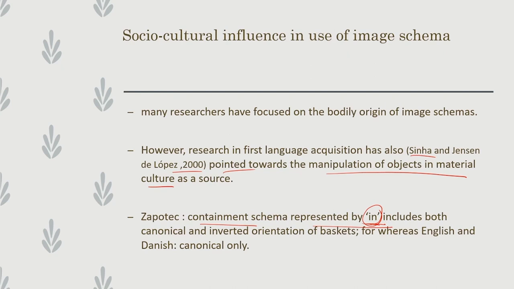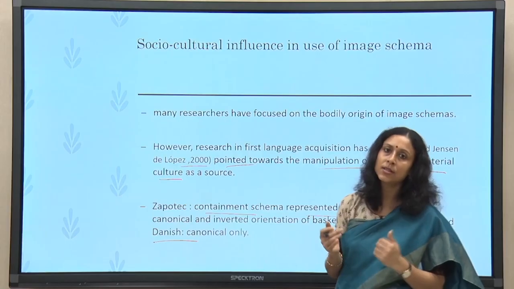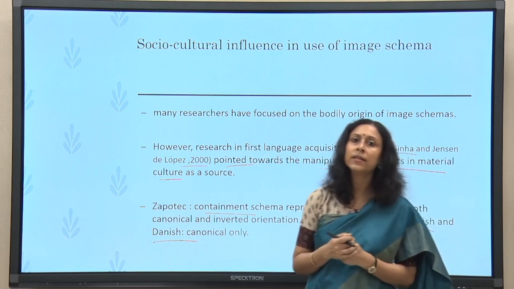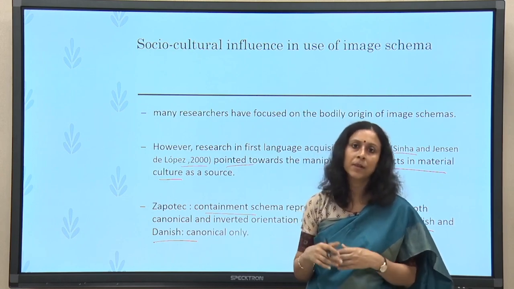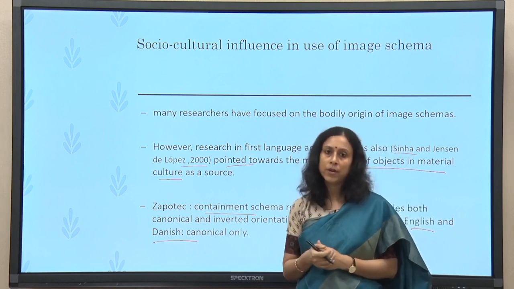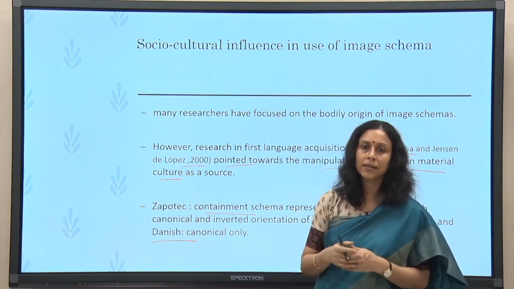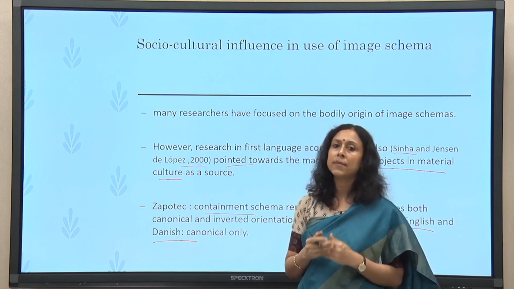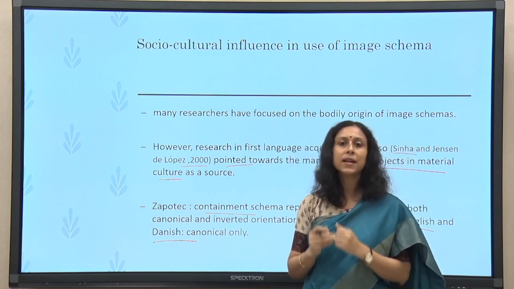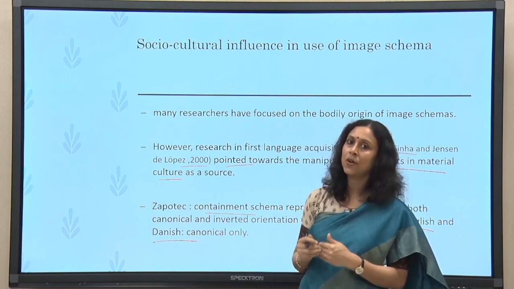Now, when we say container, so there is tea in the cup, water in the bottle and so forth, there is a bias towards the canonical orientation of the container. This is very important. In the case of English and Danish, the container, the thing that holds the other object, has an orientation that is canonical, as in the usual orientation: the bottle is standing straight, the cup is straight. This can also have a reverse orientation, like upside down. The cup can be upside down, the bottle can be upside down, the box can be upside down and so on. But in English and Danish, the container image schema represented by "in" typically has a bias towards the canonical orientation of the container.